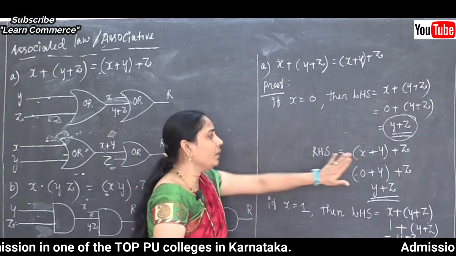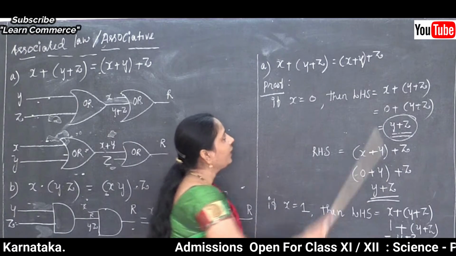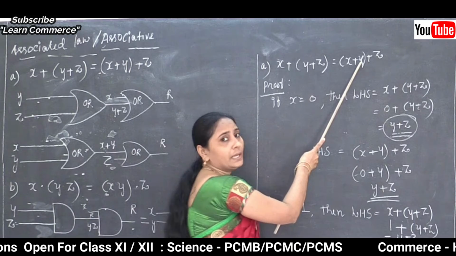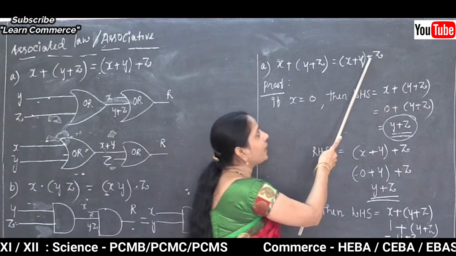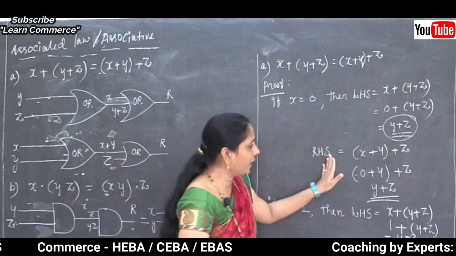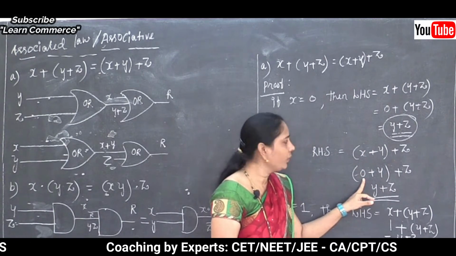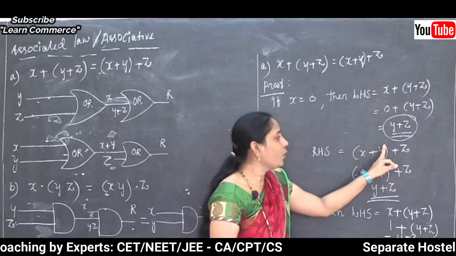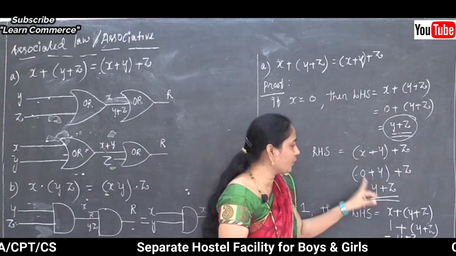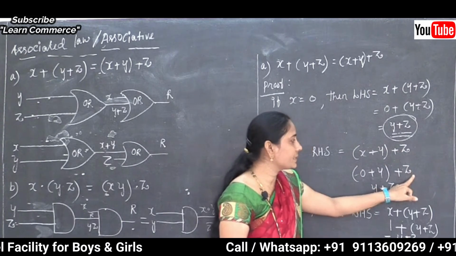Now let's take the right hand side. In the right hand side, which expression is there? The right hand side expression is x plus y, in parentheses, plus z. Clear this point here? Now we know the x value is 0, plus as it is, the y value we need to take as it is. Clear? And such one going to use parentheses plus z.